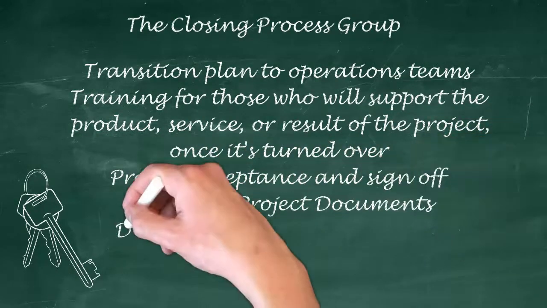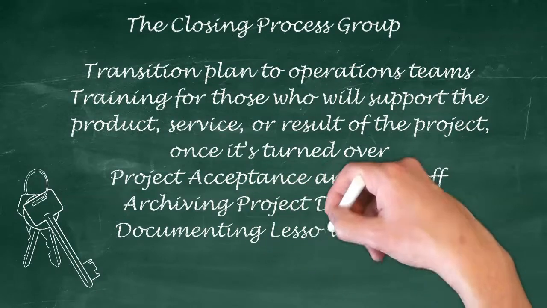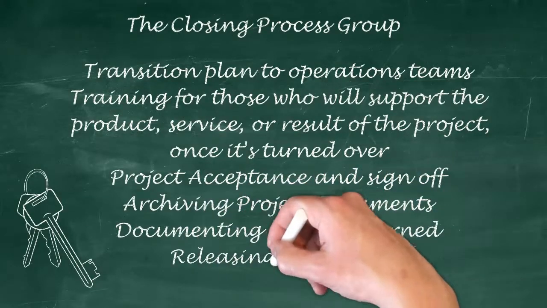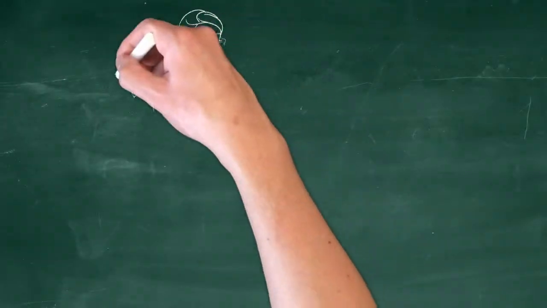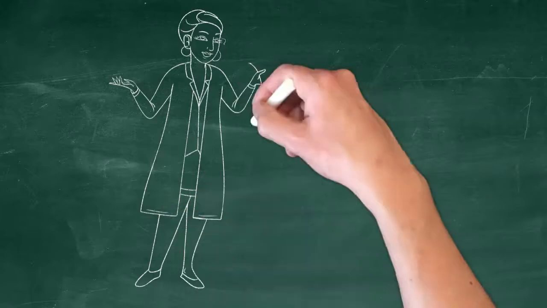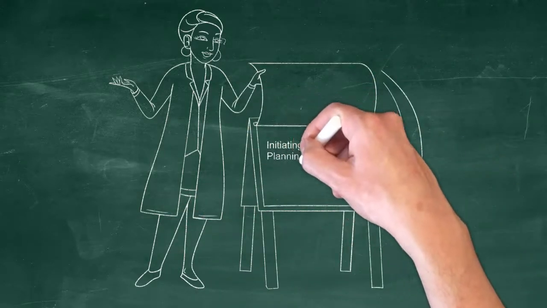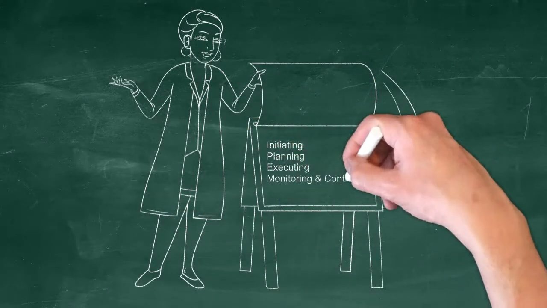You're going to archive the project documents. You're going to be documenting the lessons learned so you can use them for future projects. You're going to be releasing your human and other resources back to their respective places, and you're going to be closing out the contract. And now your project is complete.